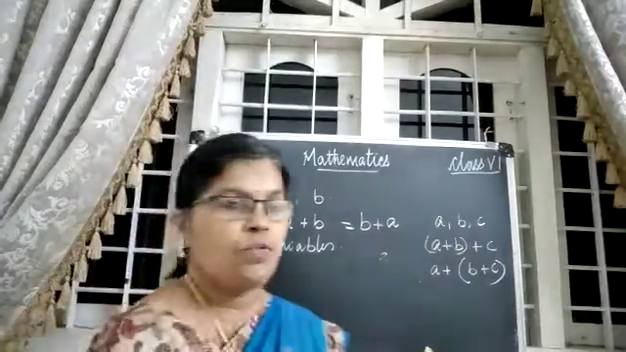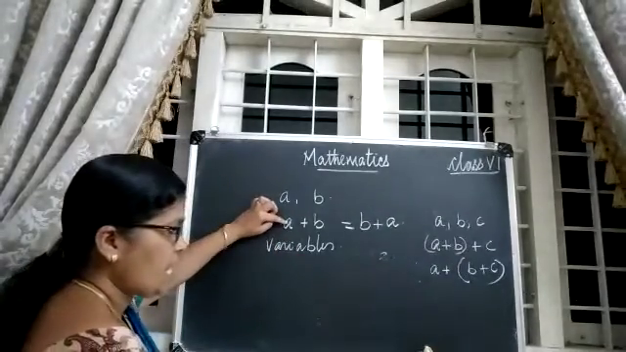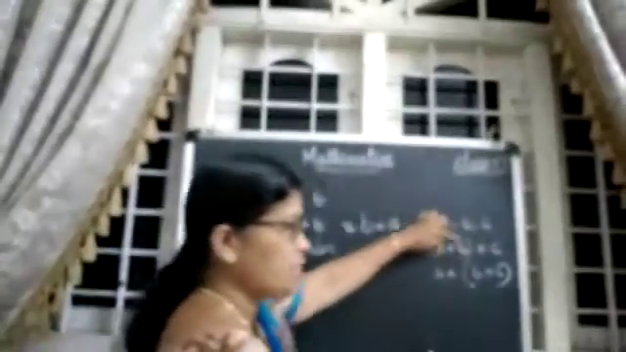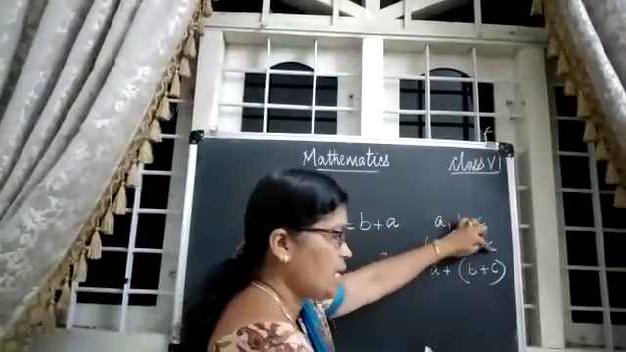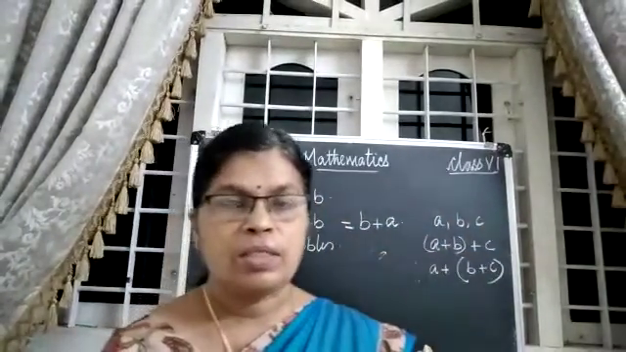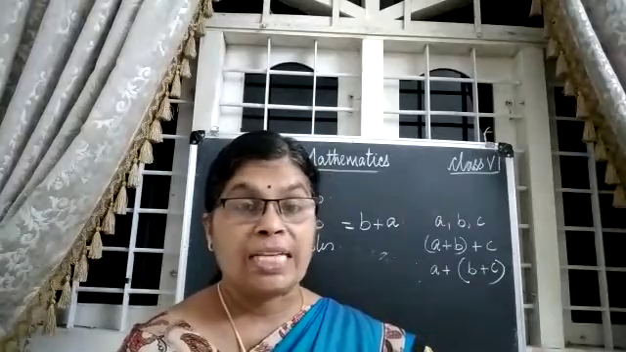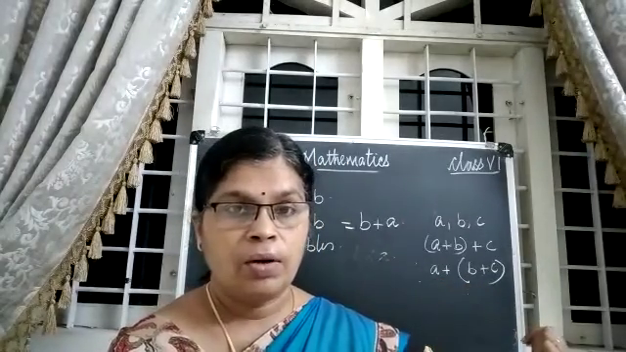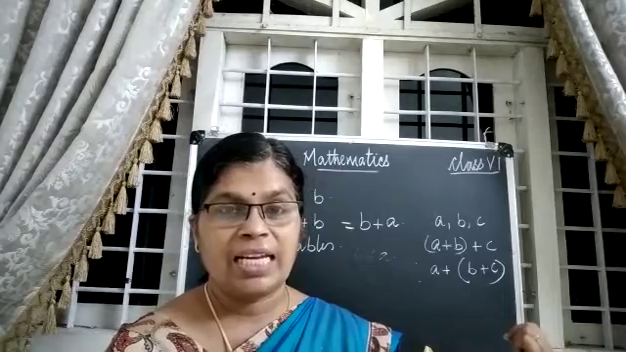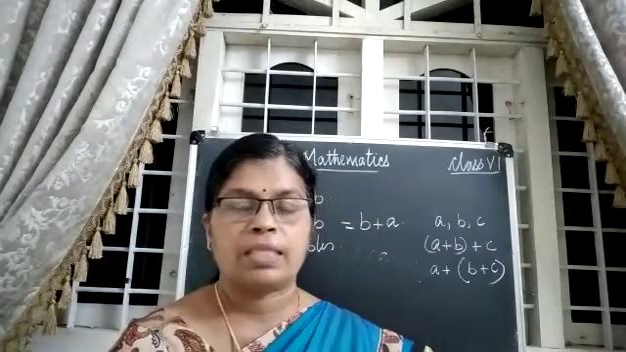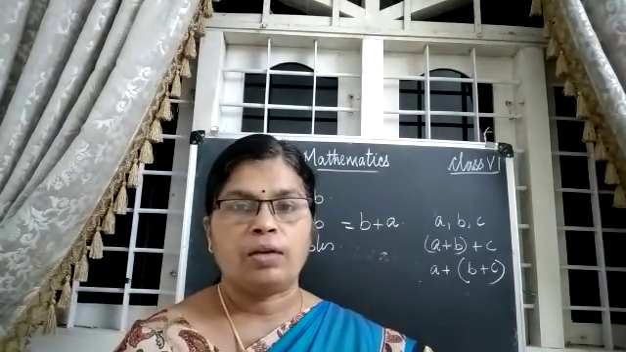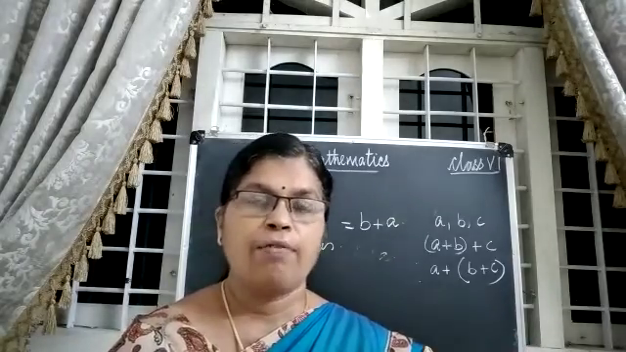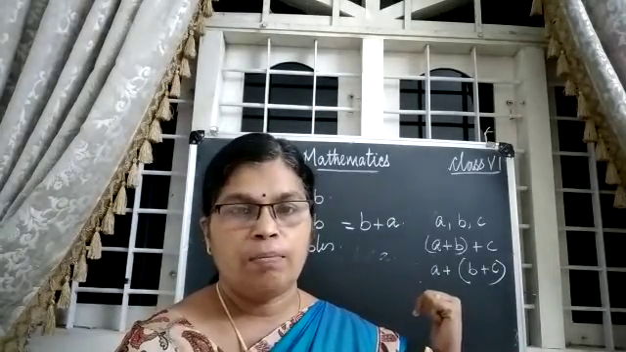Variables. Okay. So which are the variables here? A and B are the variables. Here what are the variables? A, B, C are the variables. Okay. So the expression which contains the variables, that is the English alphabets. Any alphabet can be used, anyone you can use. A to Z, the alphabets are there. Any alphabet you can use for this purpose.